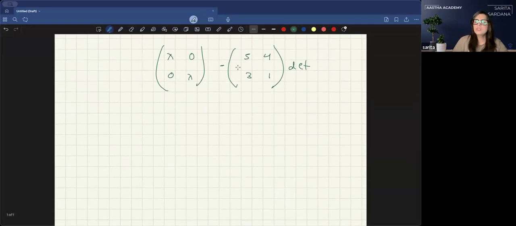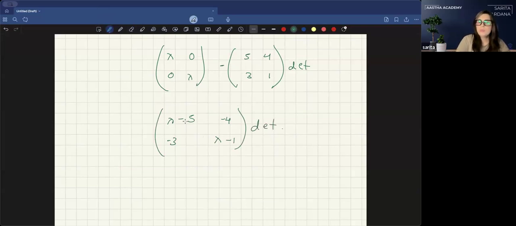Similarly, it's just basic subtraction of matrices. So I'm going to write lambda minus 5. 0 minus 4 I can directly write as minus 4. Then over here, 0 minus 3 will give you straight away minus 3. Yeah, minus 3. And I'm going to write here lambda minus 1. Again, this is the matrix and then the determinant.